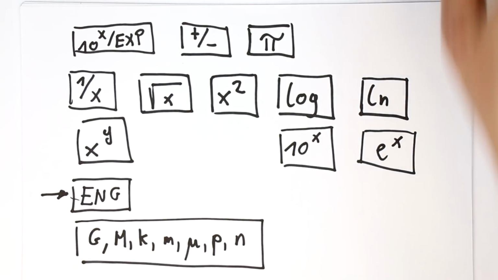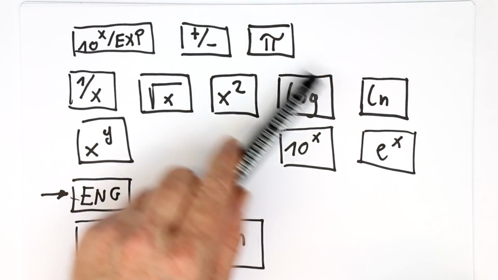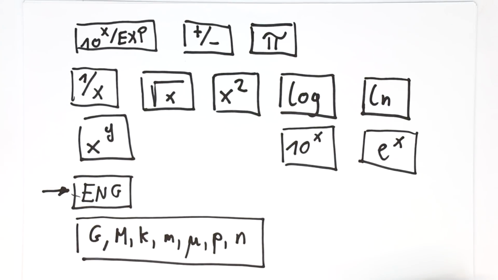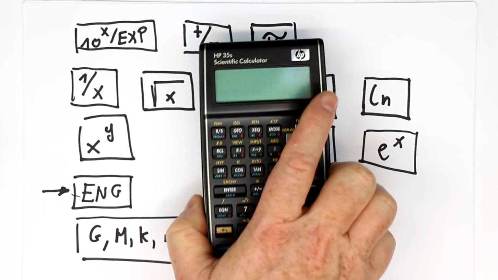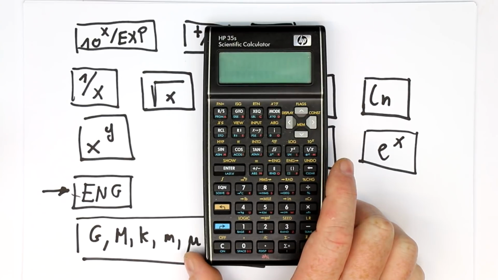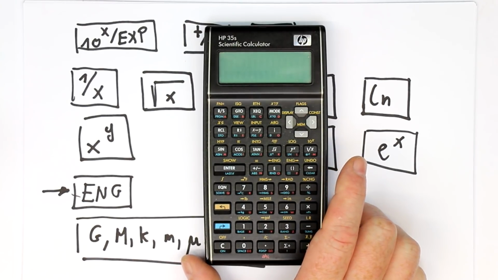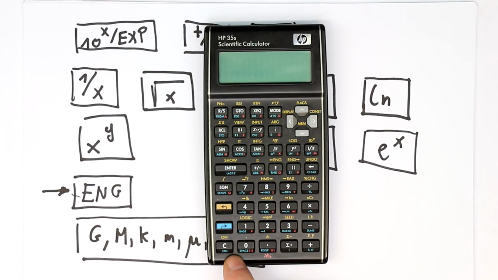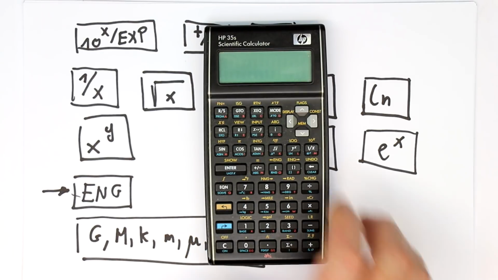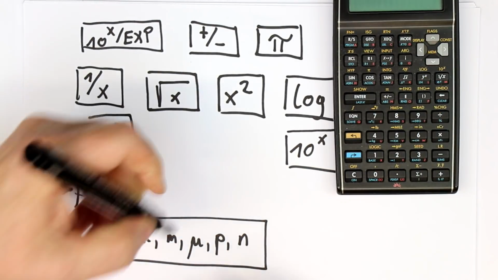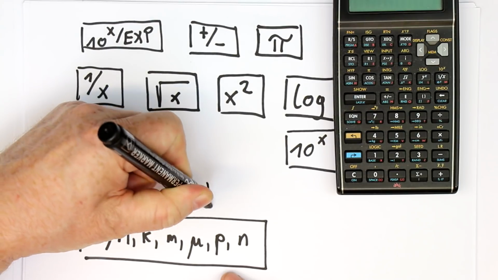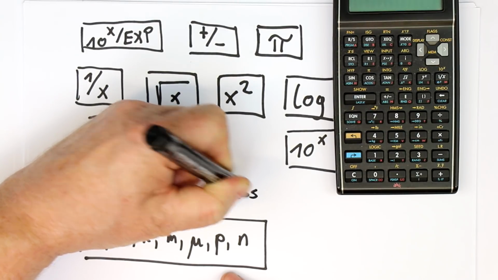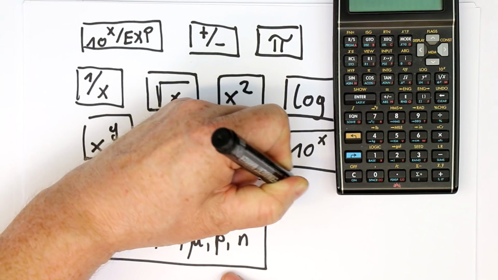Now let's count how many of these directly accessible keys we have, for example, on the best available HP calculators, which was also in that first video, the HP 35S that you can still buy new. Oh, I've forgotten, of course, sine, cosine, and tangent.